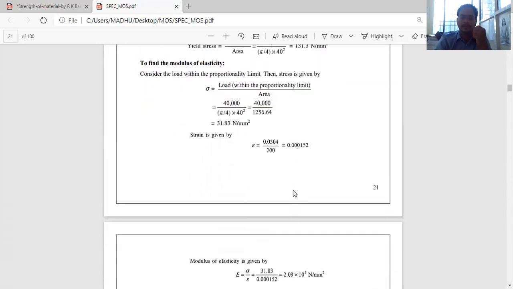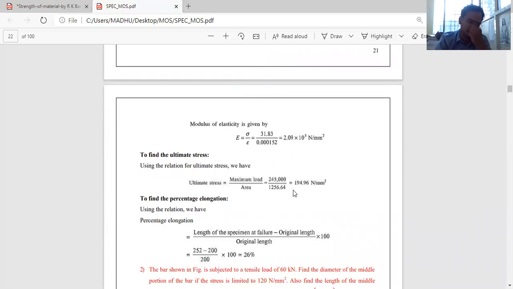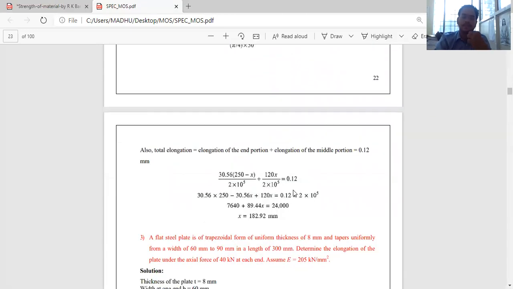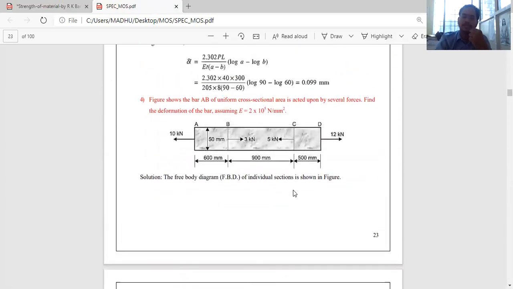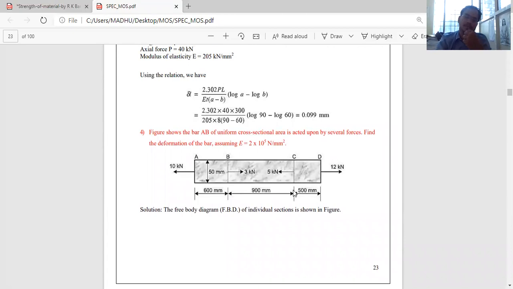And there are some examples to be discussed here. Some example problems need to be discussed based on the simple principle of superposition. One problem we have seen from Bansal. Now this one we will see here. You are having a single bar ABCD. Its Young's modulus is given, and it has uniform cross sectional area. At A it is 10 kilonewton to the left, at B 3 kilonewtons to the right, and at a distance of 900 mm it is 5 kilonewton and 12 kilonewton as shown in the figure.